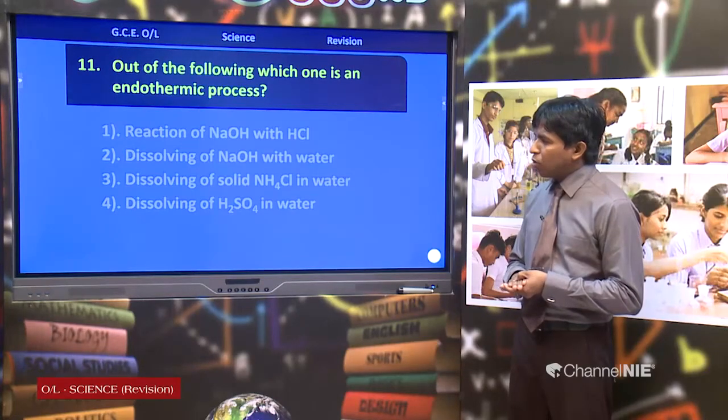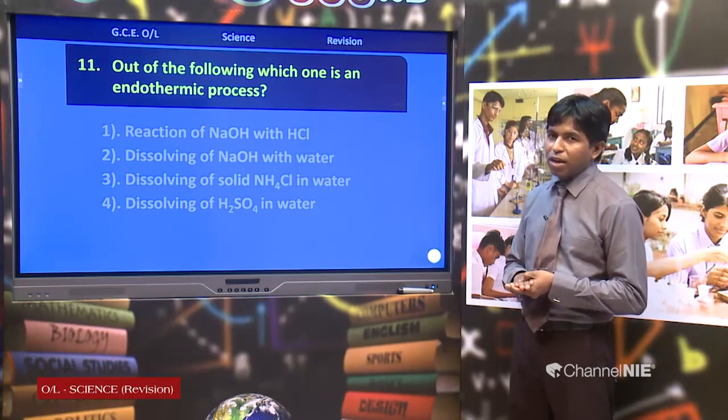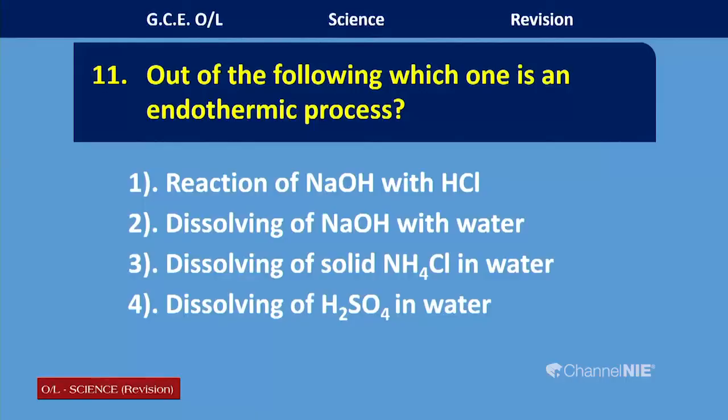Number 3, dissolving solid ammonium chloride. What is ammonium chloride? NH4Cl, an ionic compound. When you dissolve ammonium chloride, an ionic compound, heat is absorbed for breaking down the ionic bonds. To break down this lattice, heat is absorbed. Therefore, the endothermic reaction will be the third one. Even when you dissolve common salt, sodium chloride, in water, heat is absorbed for breaking down the lattice. So dissolving these types of ionic lattices or ionic compounds is an endothermic process.